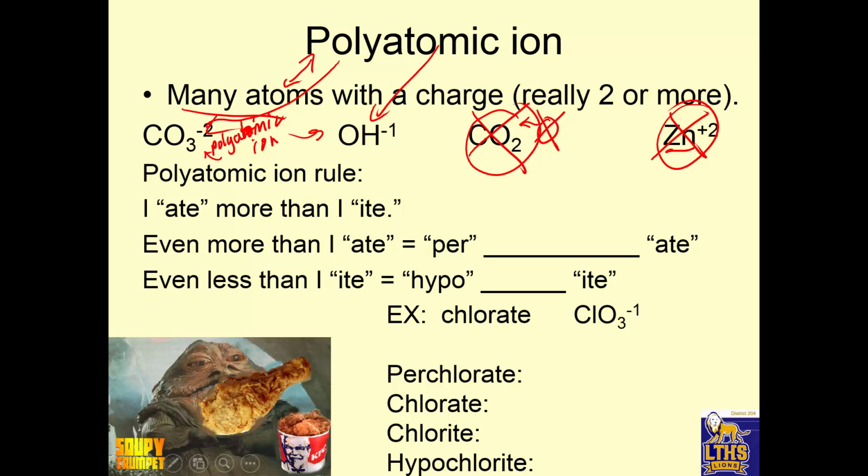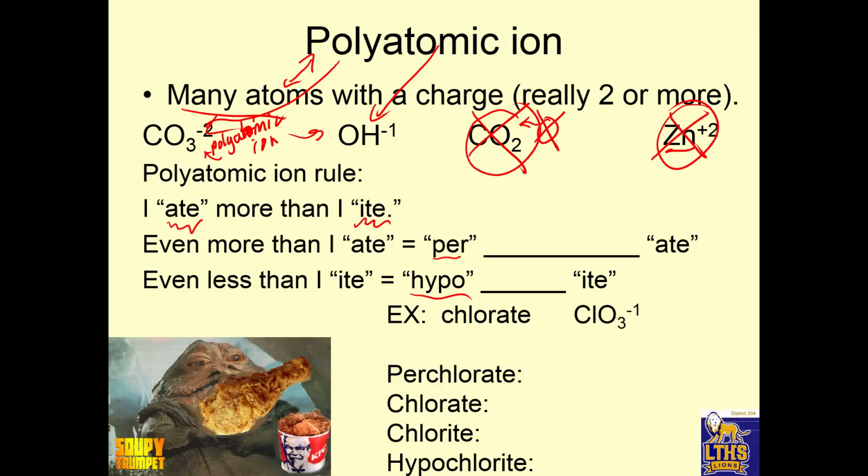So put this rule in your notes, and we'll practice it. When we're talking about ate or ite in polyatomics, it's the number of electrons in the ion. I said electrons. Holy moly! The number of oxygen atoms in the ion. So a polyatomic ion that has more oxygen atoms than the one with the same name that has the ite ending has more oxygen atoms. Okay. If there's more than the ate, then you put the prefix per in it. If there's less than the ite, then you put the prefix hypo in it.